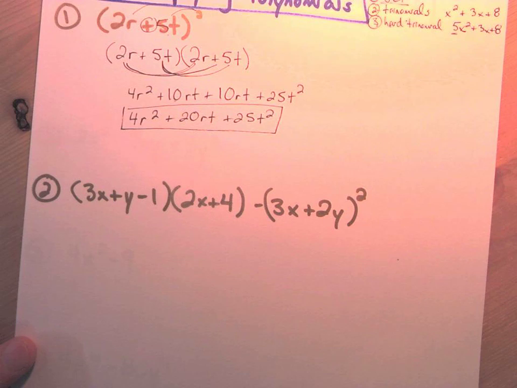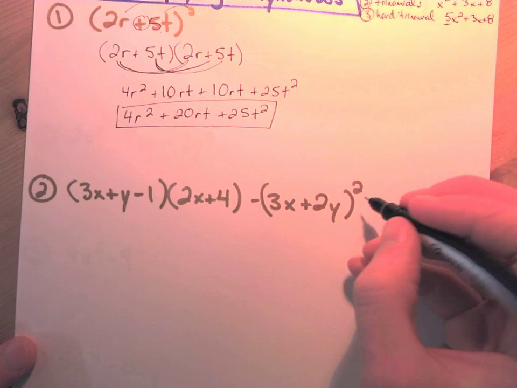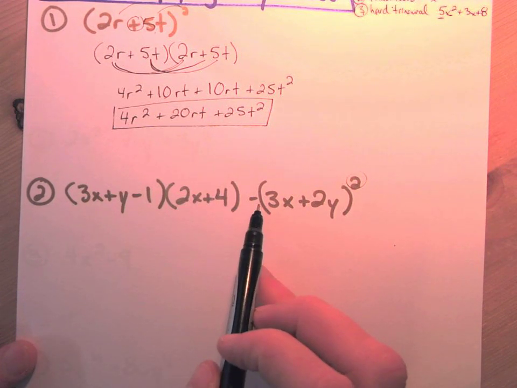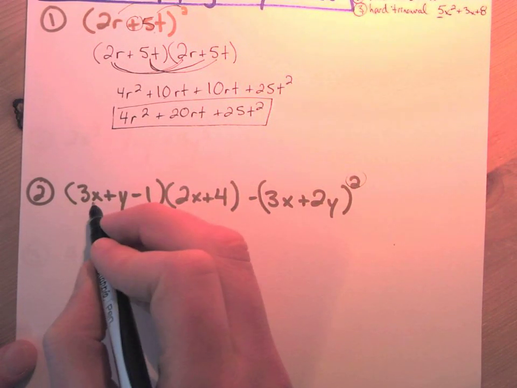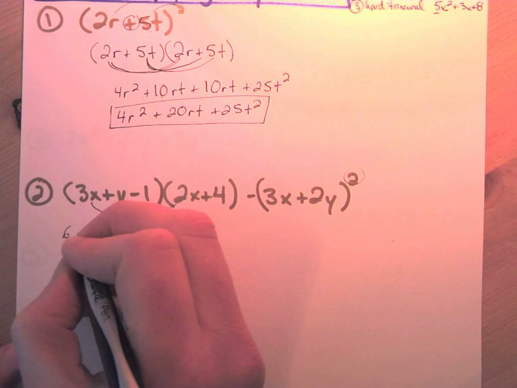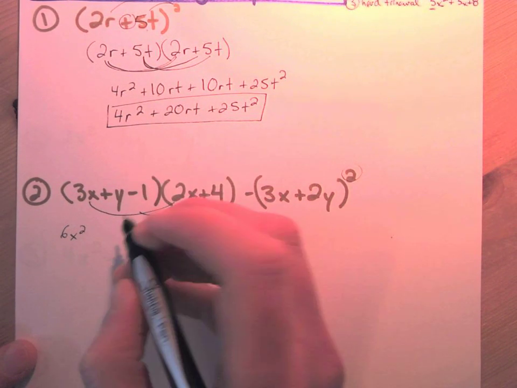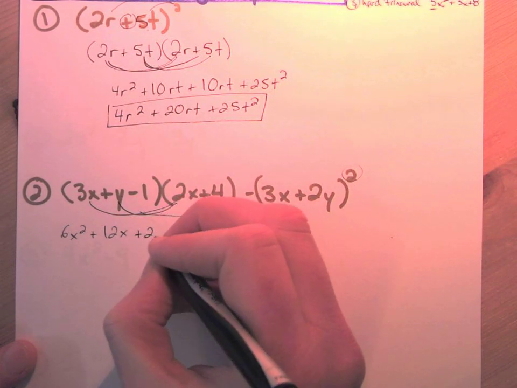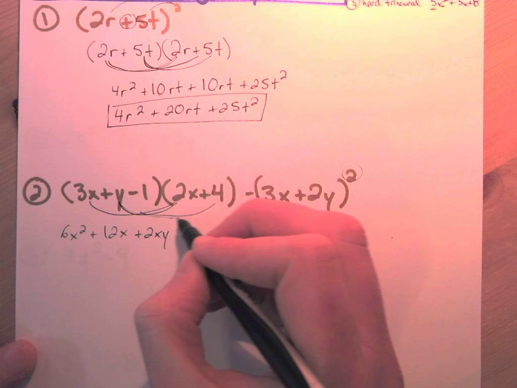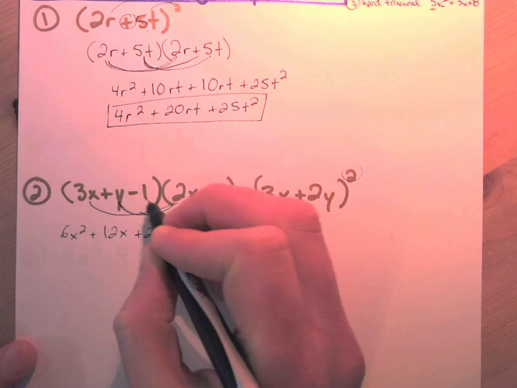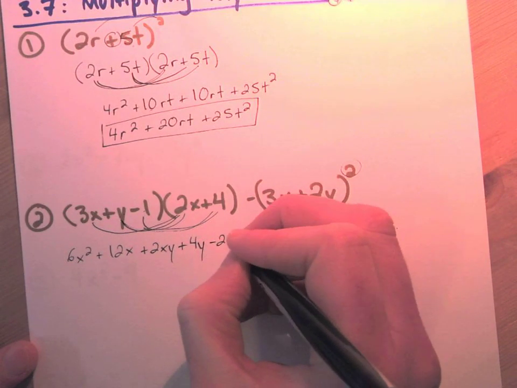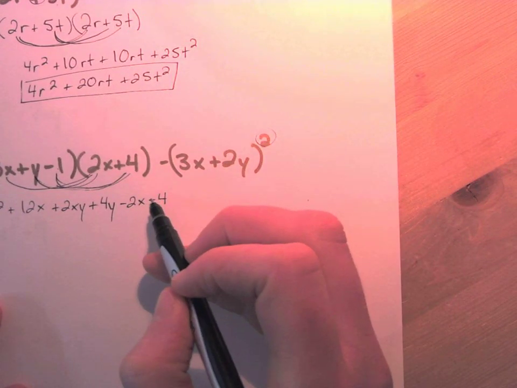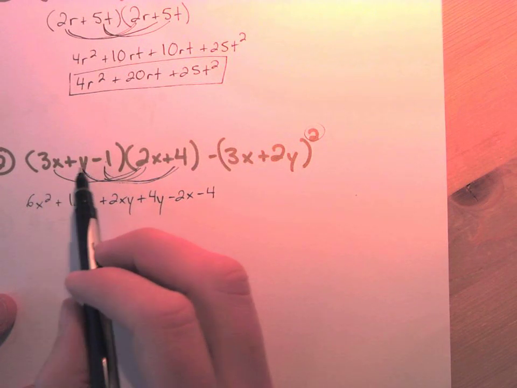Okay, now we skip to one of the hardest types for multiplying polynomials. We can do this in different parts. I see a square here, so I'm going to start and just try to do this part first, because I see it's separated by a negative there. So we're going to go 3x times 2x, 6x squared. 3x times 4 is 12x. Now we move on to the next. y times 2x is 2xy. y times 4 is 4y. Negative 1 times 2x is negative 2x, and negative 1 times 4 is negative 4. Okay. So now I've kind of opened those two brackets up.